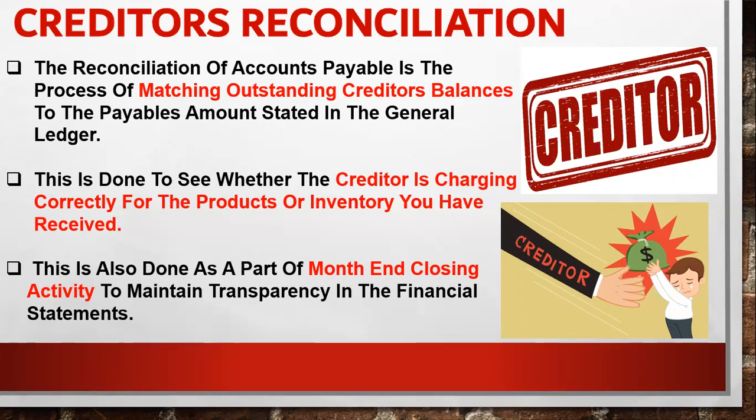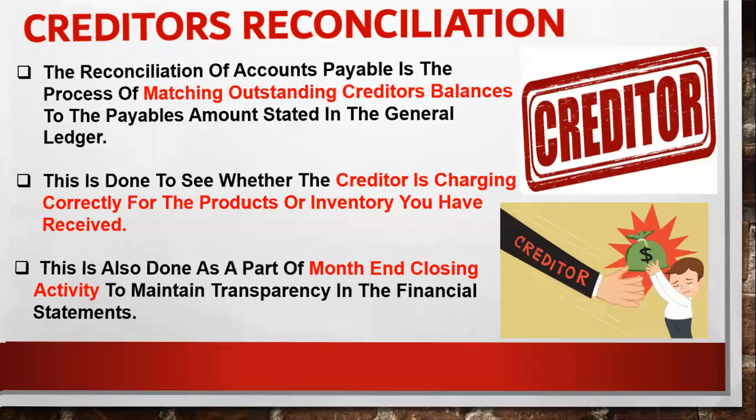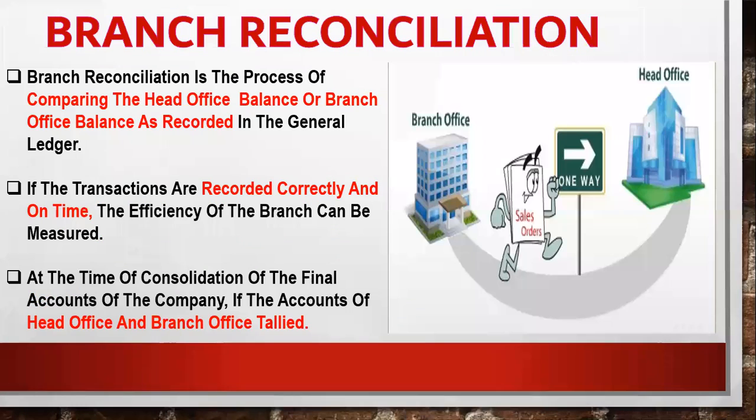In the second point, you can see whether the creditor is charging correctly or not. Sometimes what happens, you have purchased the product but have not recorded it, or you have received it but have not recorded it. So it might not be found otherwise, so you have to prepare a reconciling statement of differences. Same with branch reconciliation, you can do this.